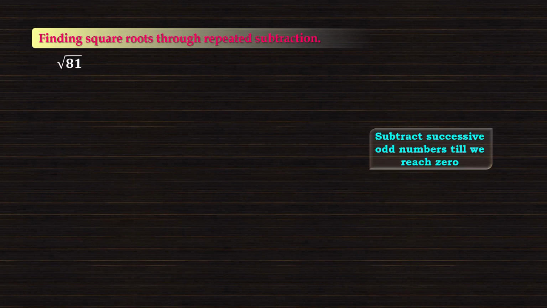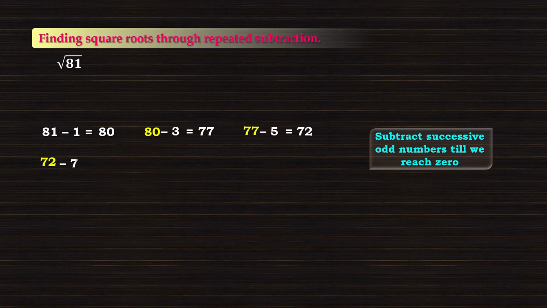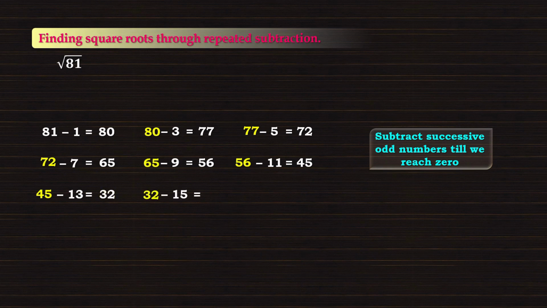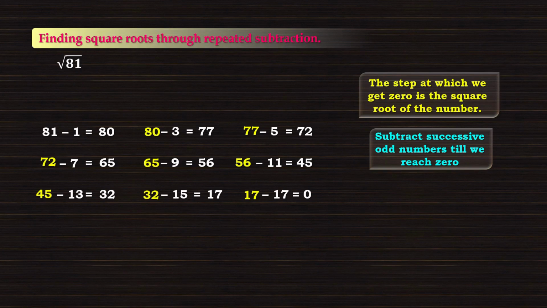Now let us learn how to find square root using repeated subtraction. Let us take an example of 81. We subtract successive odd numbers starting from 1. 81 minus 1 gives 80. 80 minus 3 gives 77. 77 minus 5 gives 72. 72 minus 7 gives 65. 65 minus 9 gives 56. 56 minus 11 gives 45. 45 minus 13 gives 32. 32 minus 15 gives 17. 17 minus 17 gives 0.